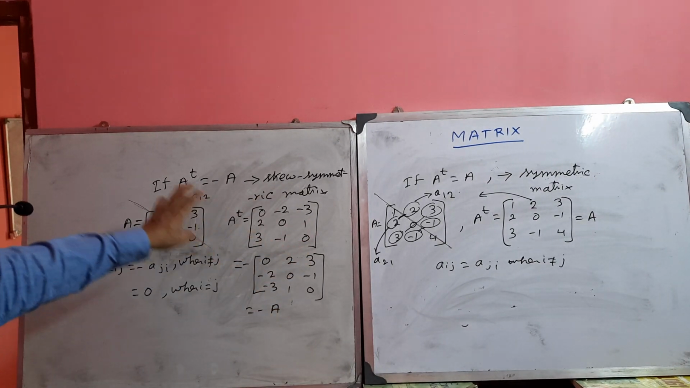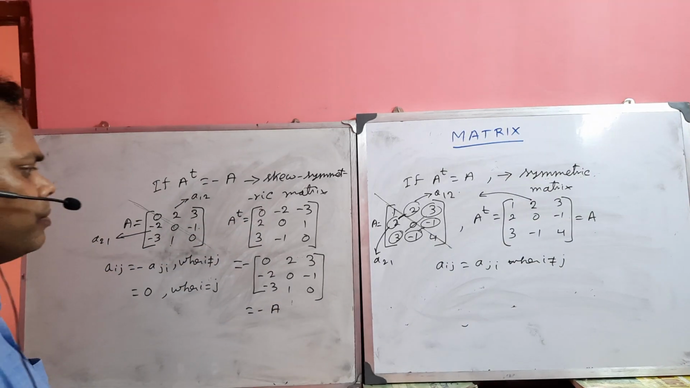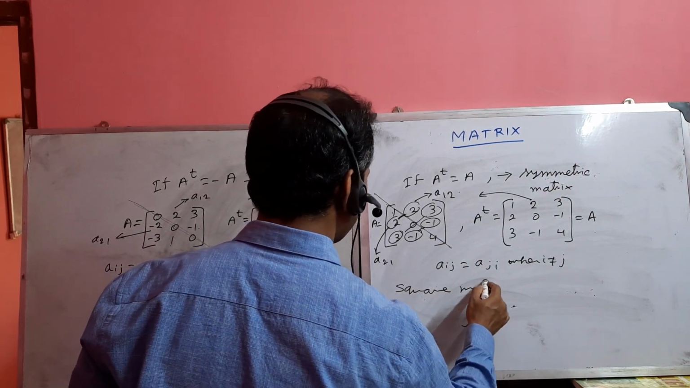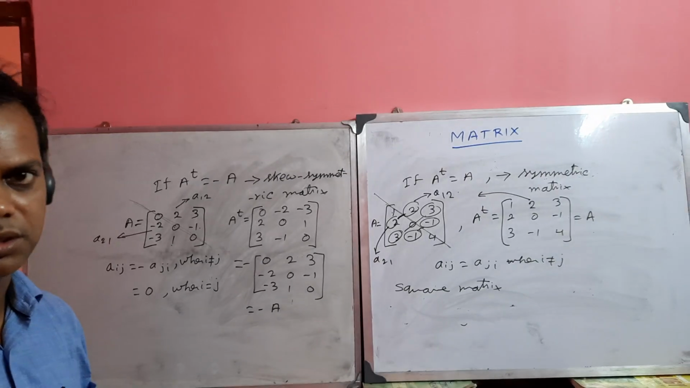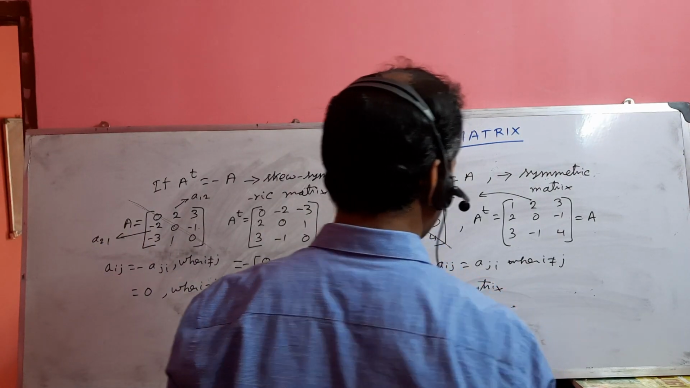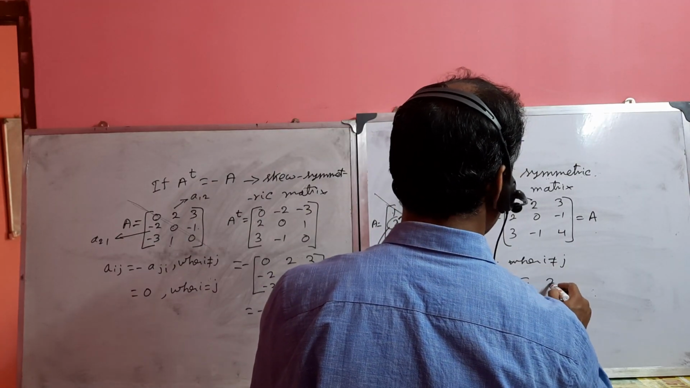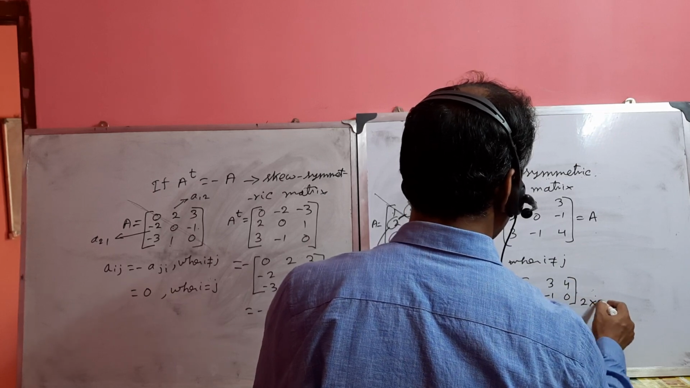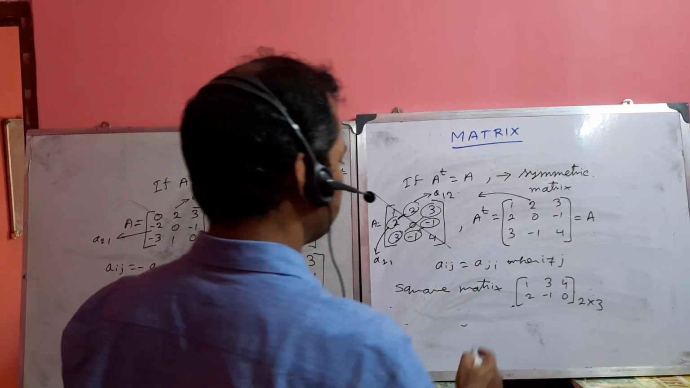All of these concepts, symmetric matrix and skew symmetric matrix, apply to square matrices. If there is a square matrix, then we can apply the symmetric and skew symmetric matrix concepts, otherwise it is not possible. For a rectangular matrix, what is a rectangular matrix? Where the number of rows is not equal to the number of columns, as for example 1, 3, 4, 2, minus 1, 0. This one is 2 by 3. This is a rectangular matrix.